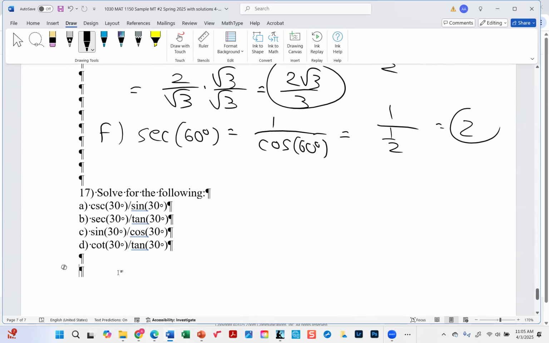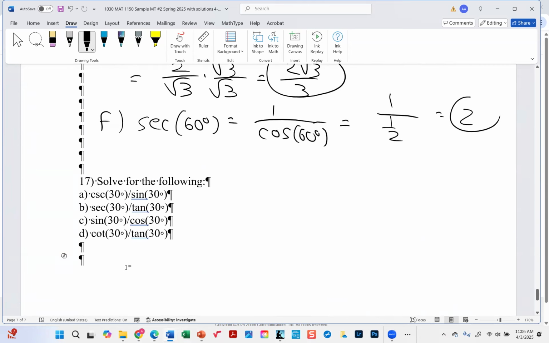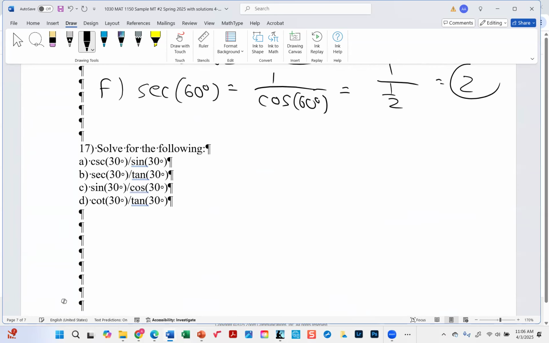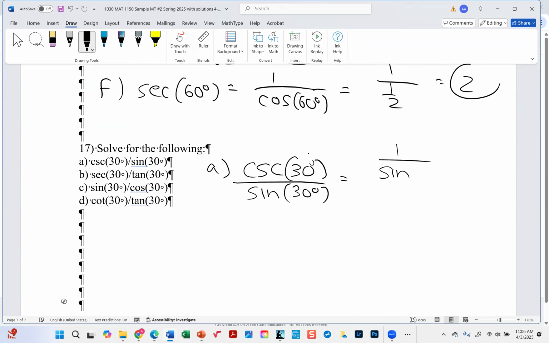Okay. Now these number 17, which is the end of this document, by the way, these are a little bit messier because we have ratios. So that means we're going to use our definitions, but we have to be careful with them. So for example, A, cosecant 30 over sine 30. Well, what we have to remind ourselves is that cosecant is 1 over the sine. So what we actually have here is 1 over the square of sine 30. This is how it's written, by the way. Sine squared 30 means you're multiplying sine 30 by itself.